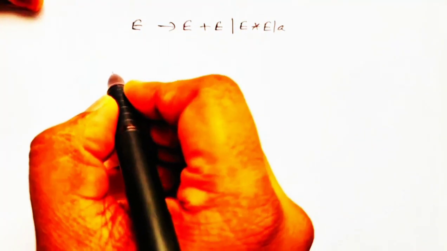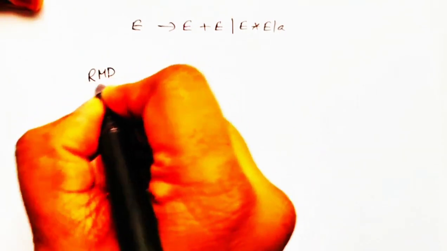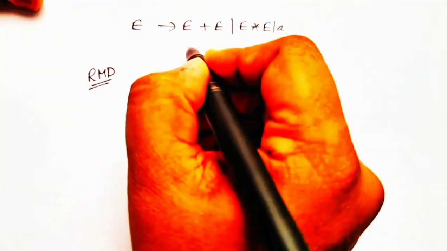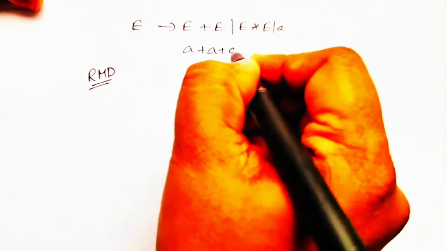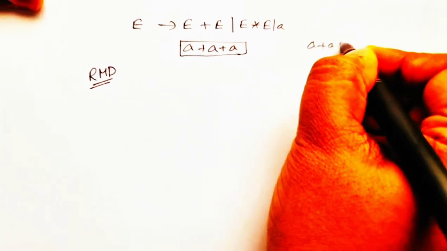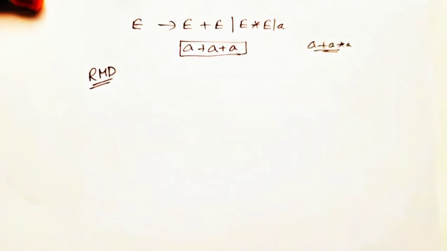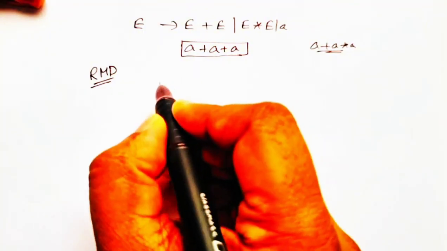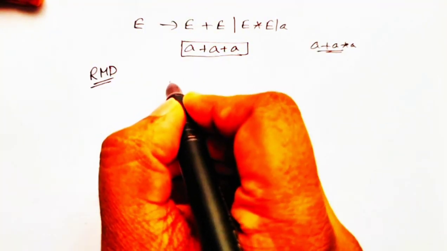Coming to rightmost derivations, we shall see more than one rightmost derivation for the same string. You can take some other string like a plus a star a. For this also you may get more than one rightmost derivation. You can check it on your own.